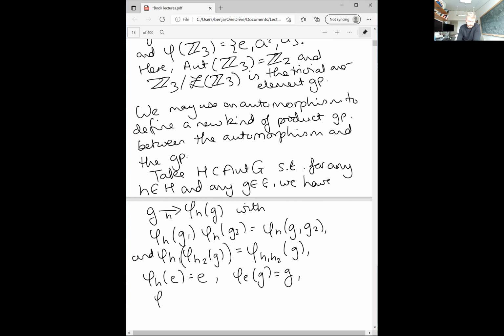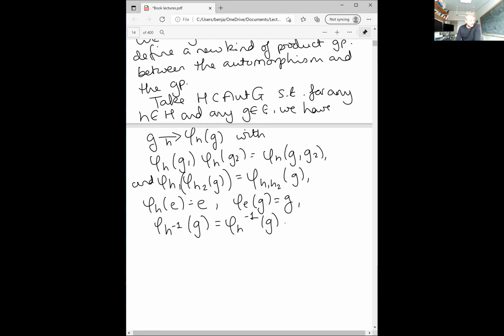And we have that the map corresponding to some inverse element h is just the inverse map. So if we have all these, we can form a new group, and it's called the semi-direct product group.